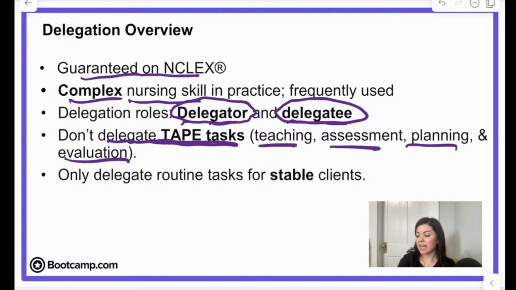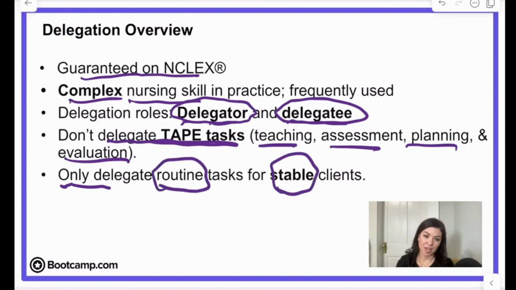And then lastly, this is a very, very important tip. We only ever delegate routine tasks for stable clients. So if it's not a routine task or it's an unstable client, automatically we should be able to rule that option out, and we know it would not be appropriate to delegate.